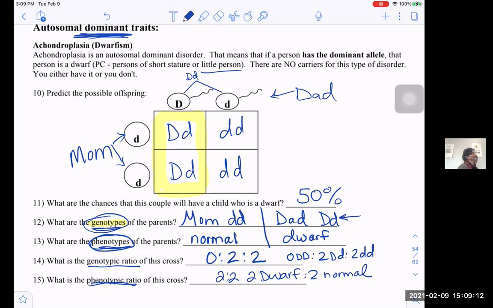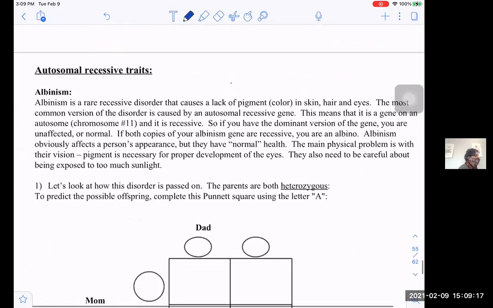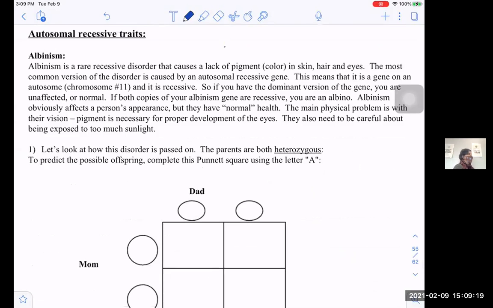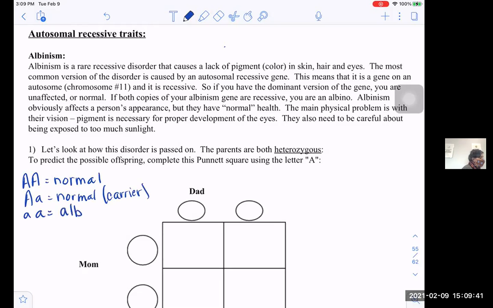All right, now your brains have to flip back to autosomal recessive for the next one. So now we're looking at albinism. So just as a reminder, that means that big A is normal. The heterozygous is normal, but we call them a carrier. And little a is albino, lacking pigment.